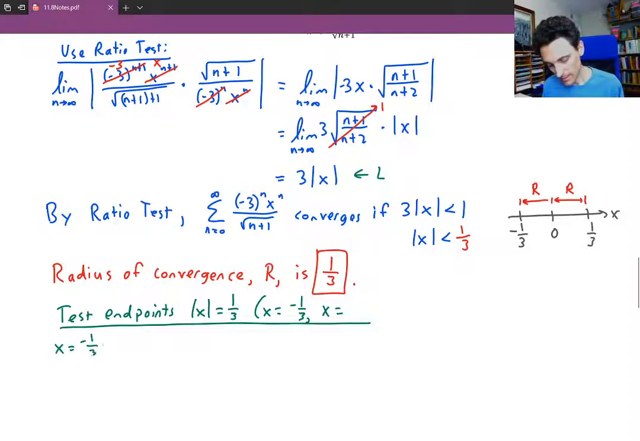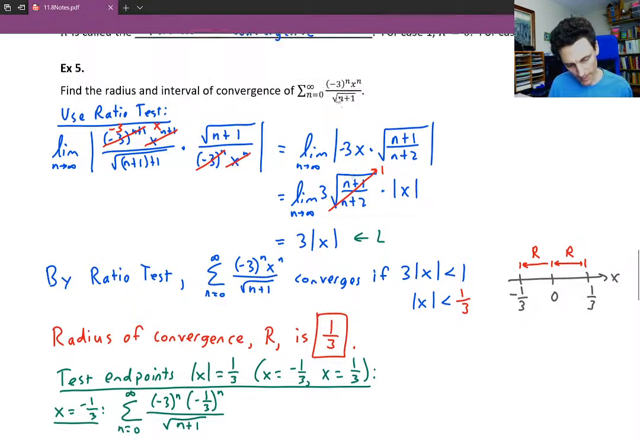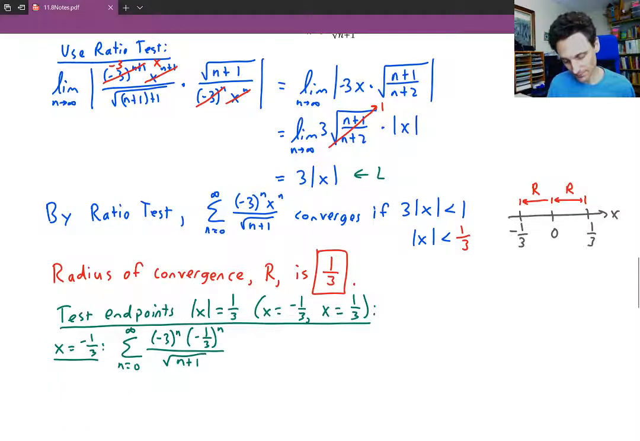The way we test is we plug in negative 1/3 into the original series. What are we plugging it into? Well, we're plugging it into the x, right? When you plug in x equals negative 1/3, we replace x with negative 1/3 in the original series.